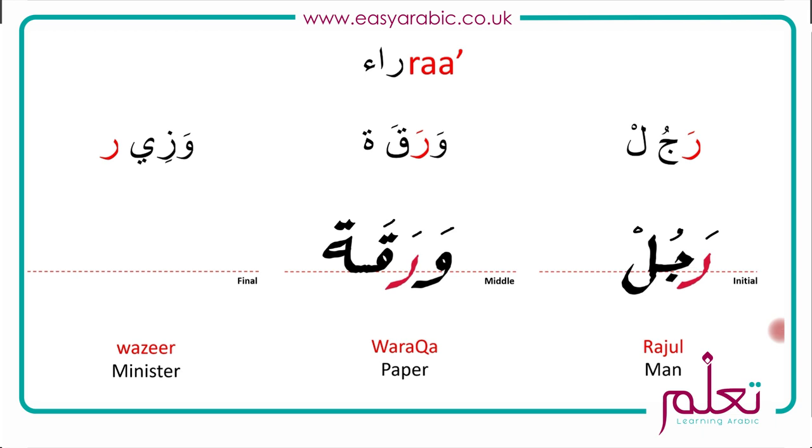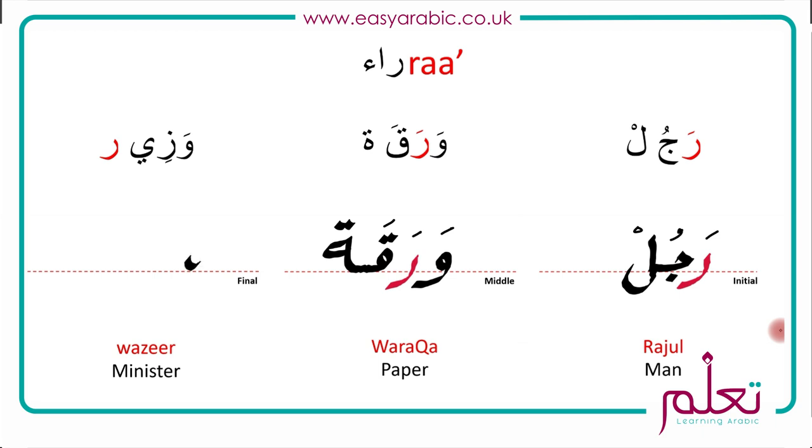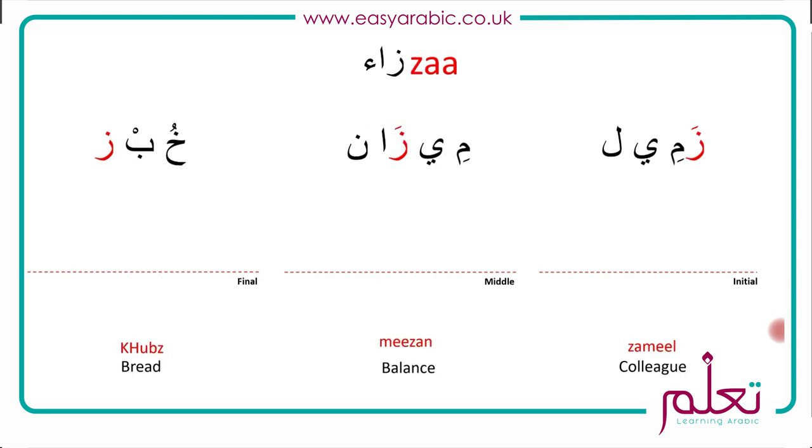Next we have wazir, which is minister. So waw. Then we have the za. Then we have the ya. Then we have the ra. Wazir. Next we have the letter za.